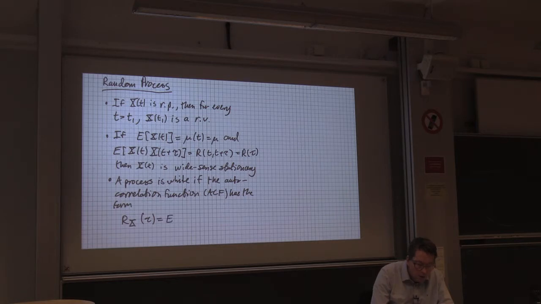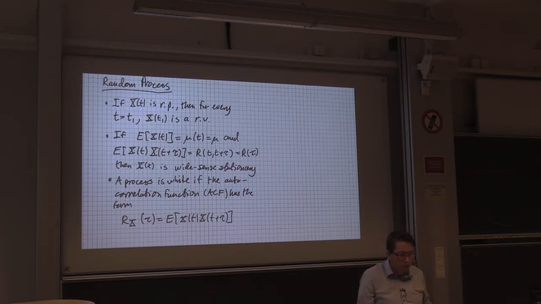which is the expected value of x of t times x of t plus tau. So this holds in general. This is the autocorrelation function. And okay, so a process is white. It also has to be wide sense stationary by assumption. If this happens to be some scaled version of a delta pulse, then we say that the process is white.